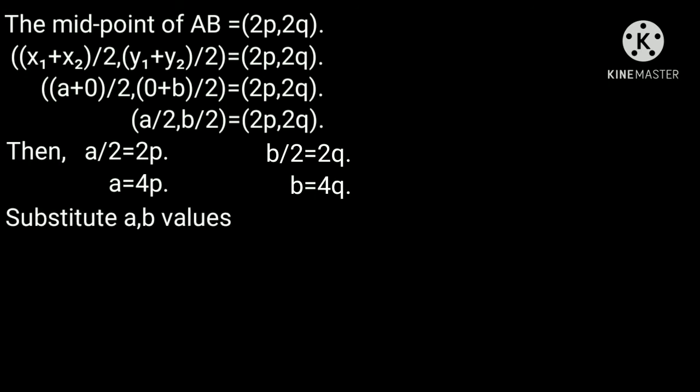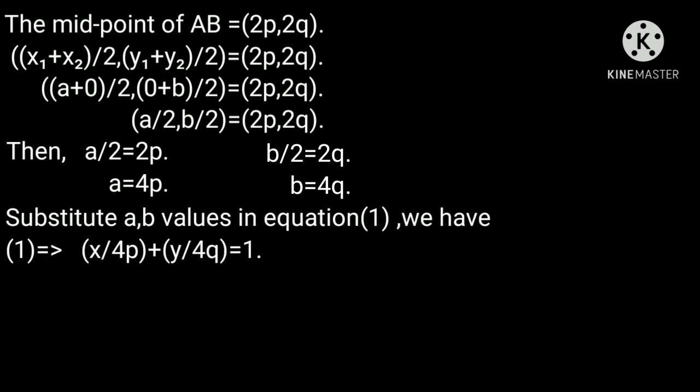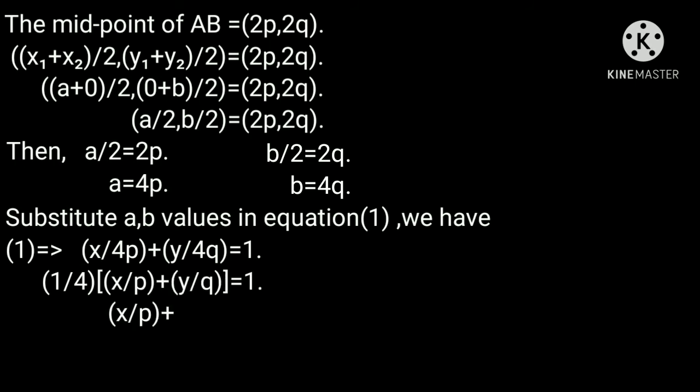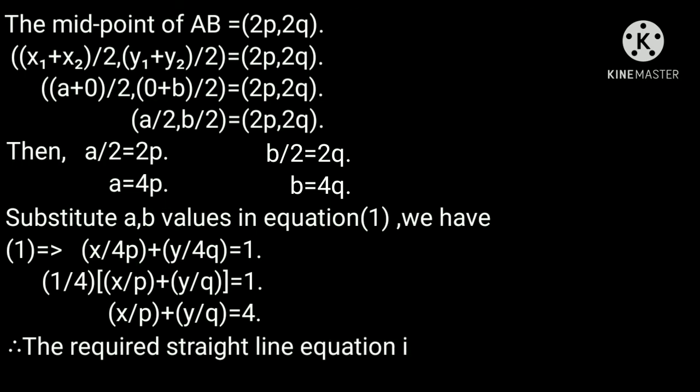Substitute a, b values in equation number 1, we have x by 4p plus y by 4q equal to 1. Here take 1 by 4 as common, then 1 by 4 into (x by p plus y by q) equal to 1. From this, x by p plus y by q equal to 4. Therefore, the required straight line equation is x by p plus y by q equal to 4. This is our solution.